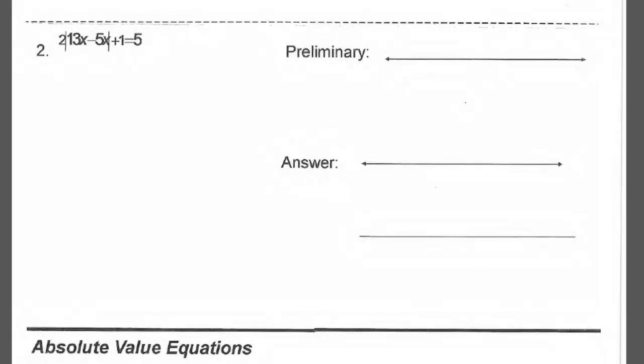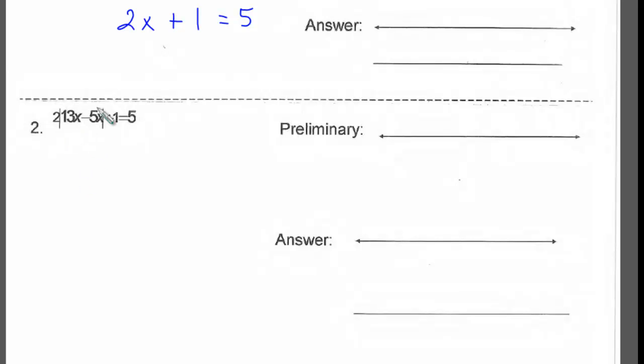In example 2, we have 2 times the absolute value of 13x minus 5x, plus 1, is equal to 5. When there is a number out front of the absolute value symbol, it is being multiplied to that symbol. I'm going to treat the absolute value of 13x minus 5x as if that was just x. So looking at this equation, 2x plus 1 equals 5, what would I do first? Well, I would subtract 1 from both sides. That leaves 2x equals 4. Then I would divide by 2, which leaves x is equal to 2.